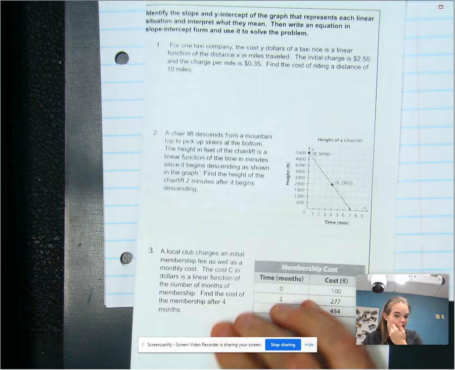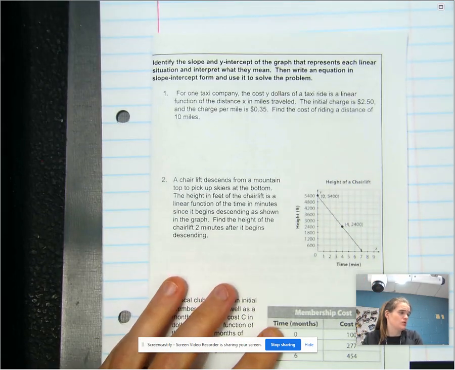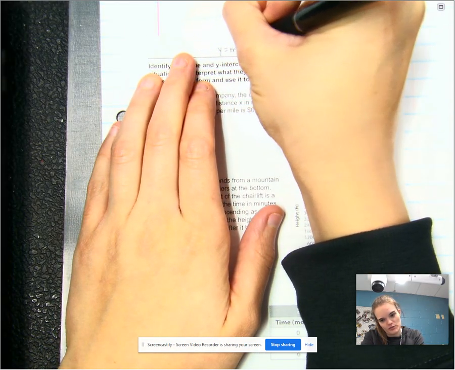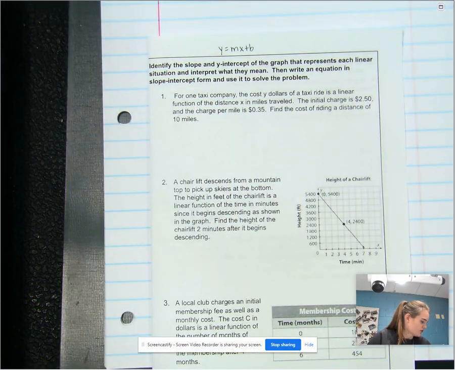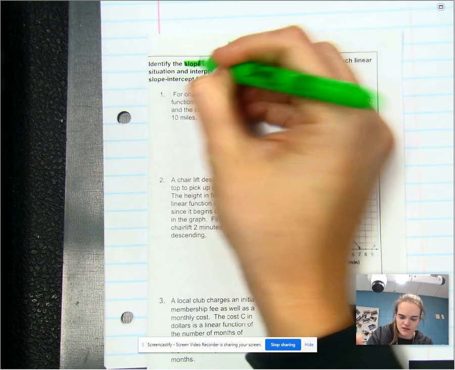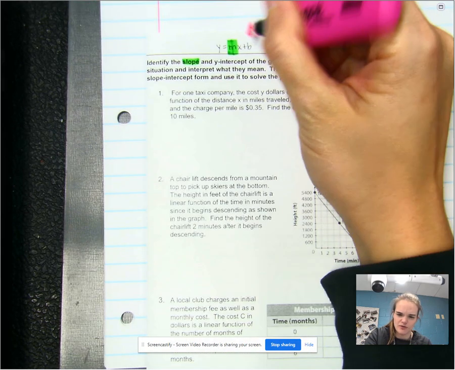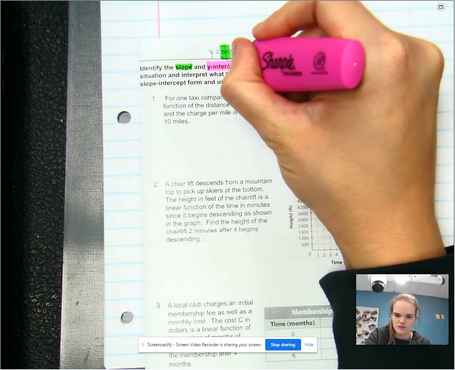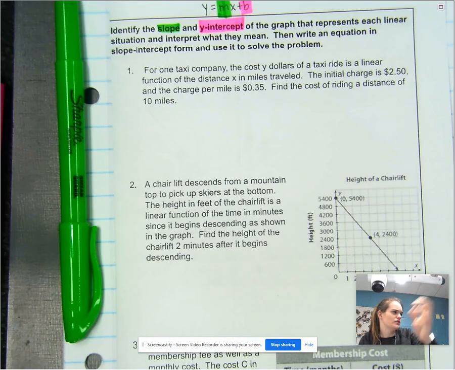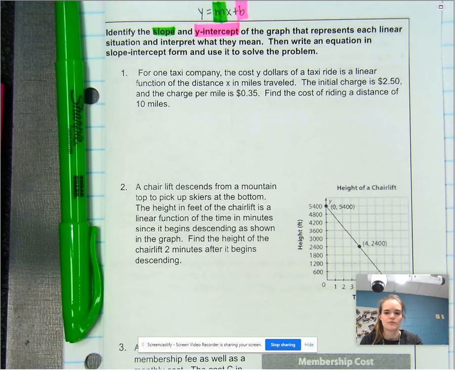Okay. And from the beginning, the first three, we're going to be using slope-intercept form. Y equals mx plus b. And since we're using slope-intercept form, we will be identifying the slope and the y-intercept. Here's the slope. That's where we'll plug it in once we find it. And the y-intercept. So we are supposed to identify the slope and y-intercept of the graph that represents each linear situation and interpret what they mean. Then write an equation in slope-intercept form and use it to solve the problem.